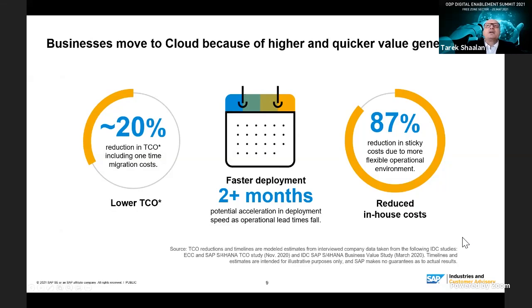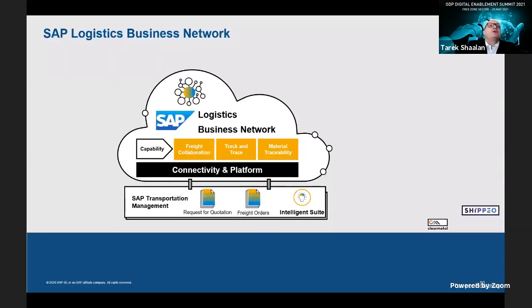benefits are higher and quicker value generation. There is about 20% reduction in total cost of ownership, including one-time migration costs, and you will get faster deployment of more than 2 months of saved time, in addition to reduced in-house costs. So these are things that you can benefit by moving to that.